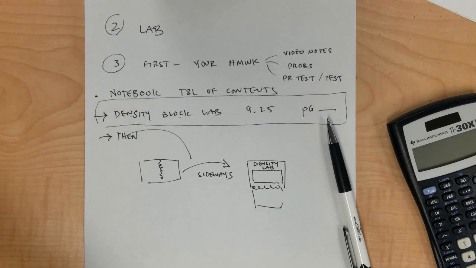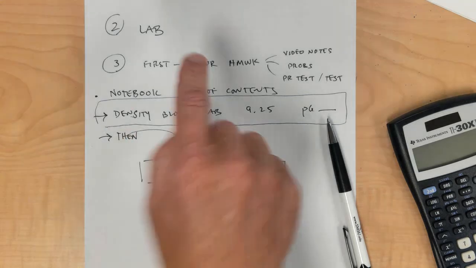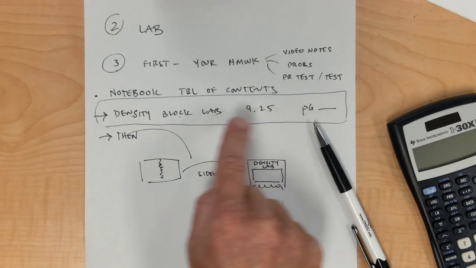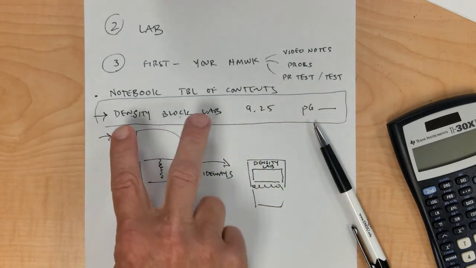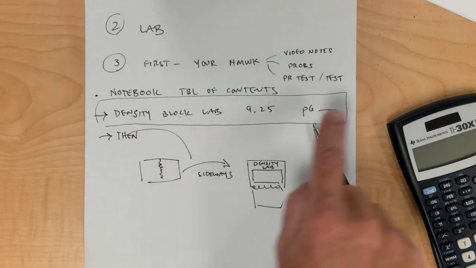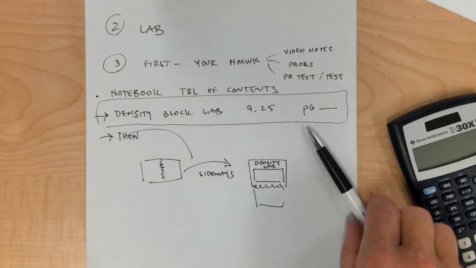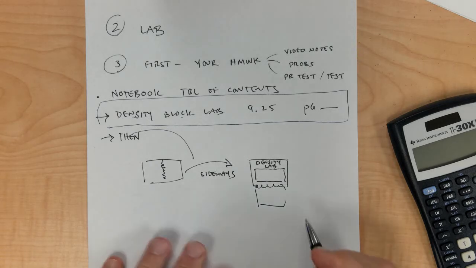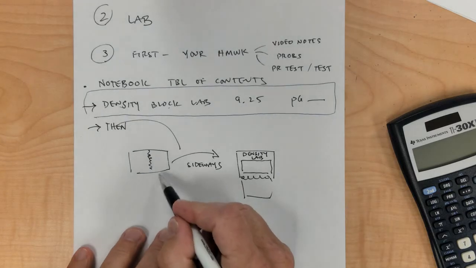All right, so this is the density block lab done on 9/25, and you should have this entry in your notebook where you have the title, density block lab, the date, and then the page number for your density block lab. Then go to that page in your notebook.